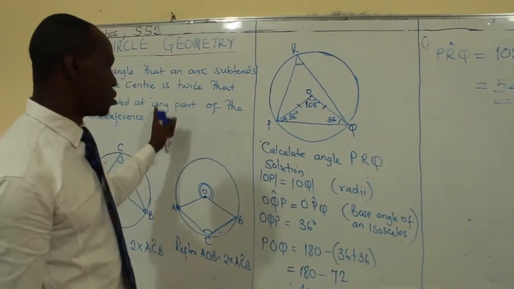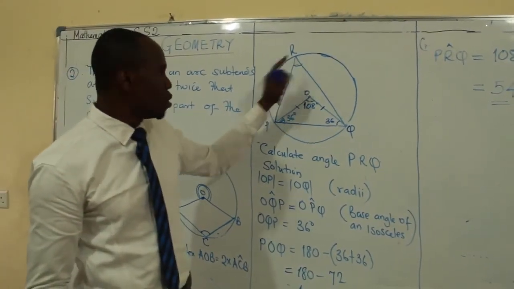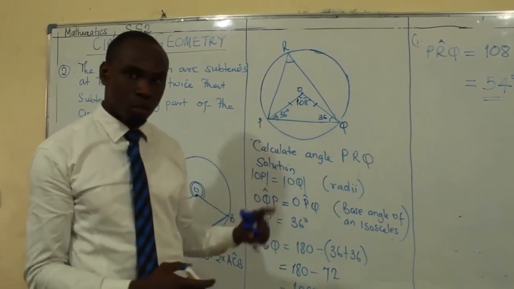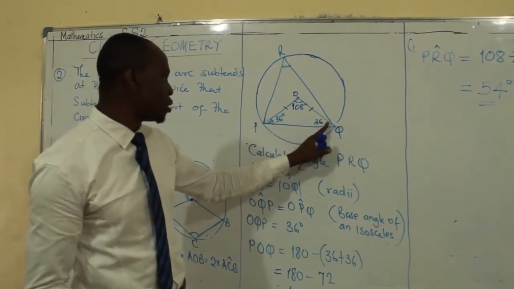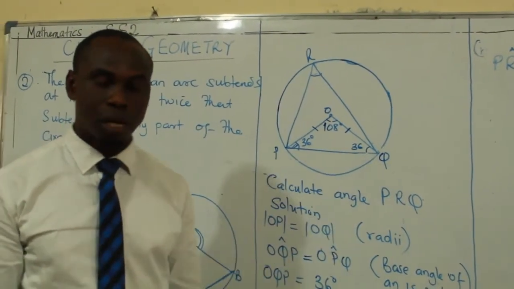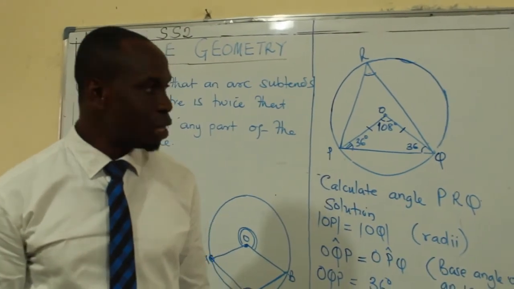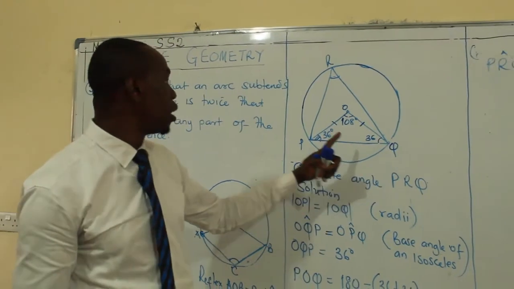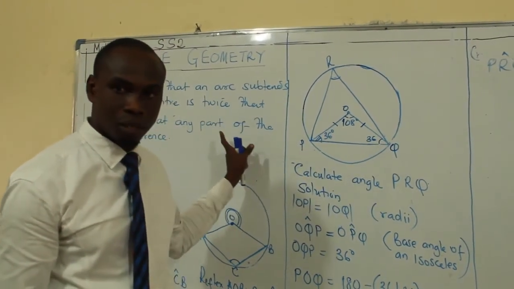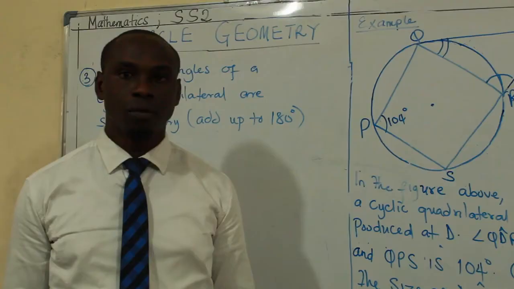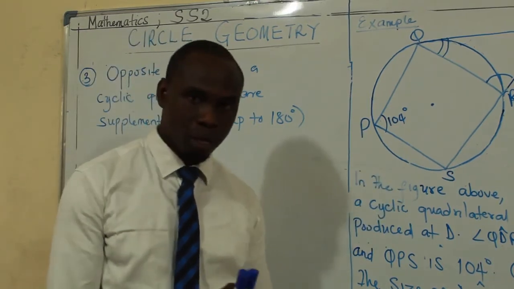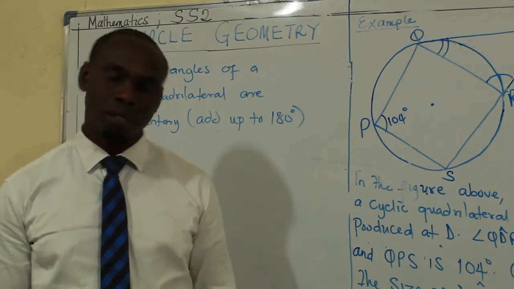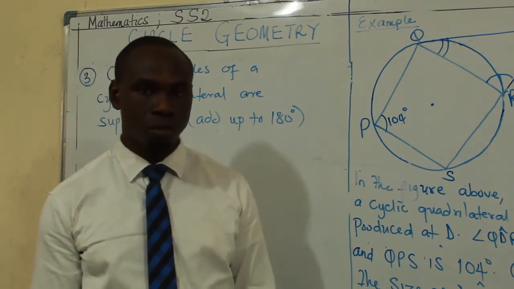From the knowledge of this theorem, we were able to get this part. We got this part from this part, but we couldn't have gotten this part if we hadn't known that this other angle is 36, because it's the base angles of an isosceles triangle. So that example is what will help us understand this particular theorem. That example we did then was able to make us understand the second theorem of the circle geometry.